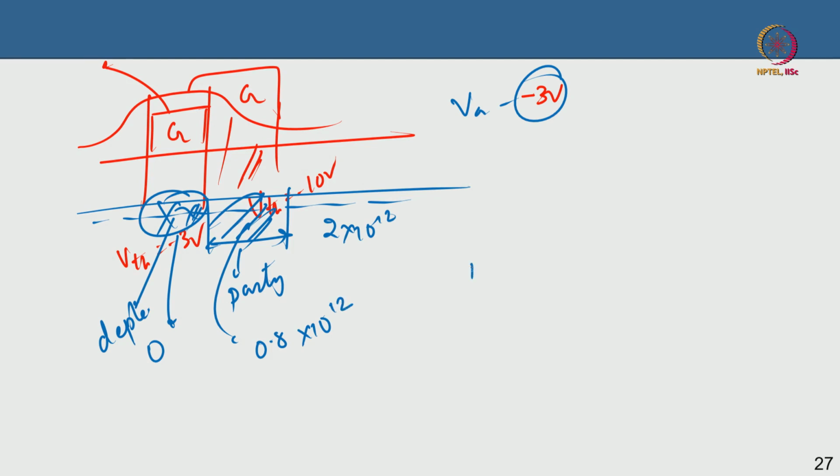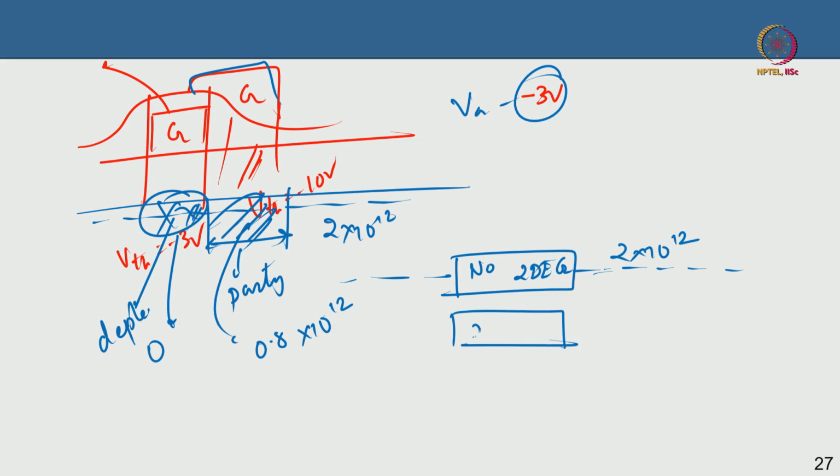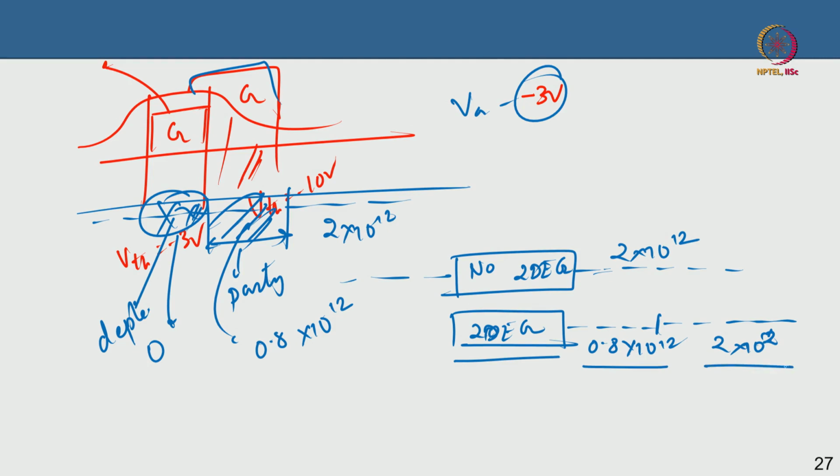So essentially, in the normal case you have no 2DEG below the gate, and just outside the gate you have 2 into 10 to the power 12. But in the case of a field plated HEMT, where you have an extended gate, the 2DEG is not there below the gate, but here you have, say, 0.8 into 10 to the power 12, and beyond the field plate you have 2 into 10 to the power 12. So what is happening is that your 2DEG concentration is not there, then slightly there, then more there. So you are gradually changing the 2DEG concentration.